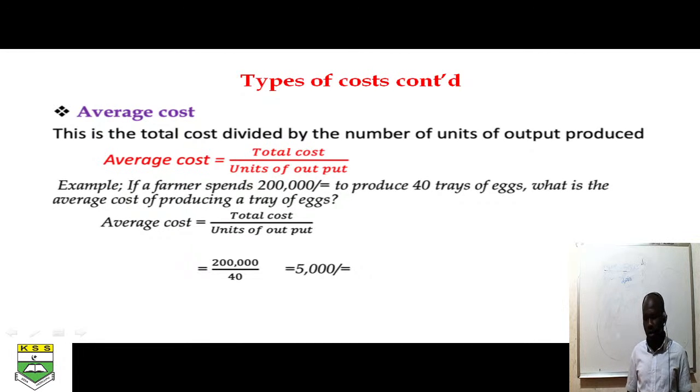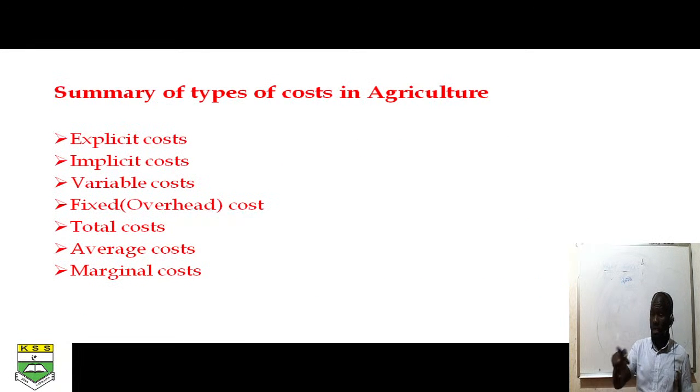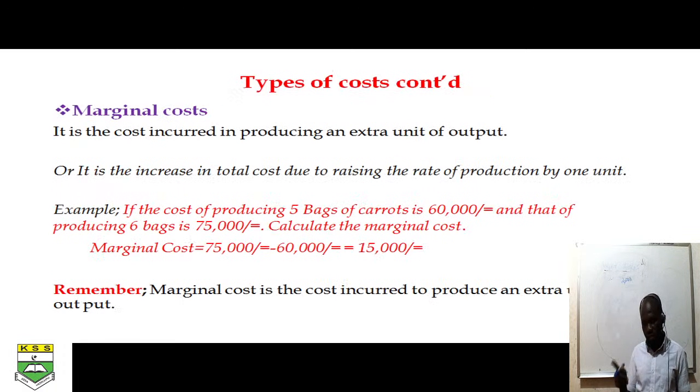So, in a simple summary, we need to remind ourselves that we have 7 main types of costs, and it is very important that students understand these costs. Now, our 7th type of cost is what we call marginal cost. Now, the word marginal in economics means extra. Whenever you hear that word marginal, it means extra.